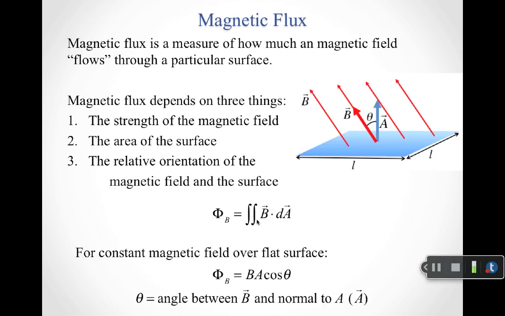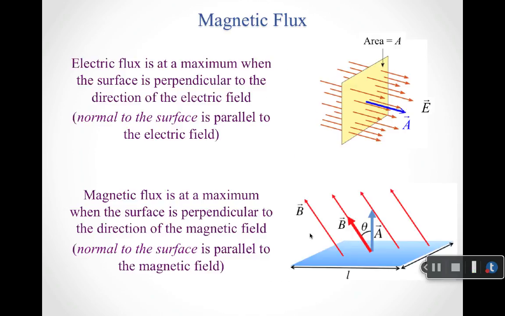If you have a constant magnetic field over a flat surface, then once again this integral simplifies, and this becomes the magnitude of the magnetic field, times the magnitude of the area vector, times the cosine of the angle between the magnetic field vector and the area vector. Again, that area vector is normal to the area itself. So this is basically exactly the same. Magnetic flux is exactly the same as the electric flux. It's just interested in how much the magnetic field flows through your surface rather than how much the electric field flows through your surface.